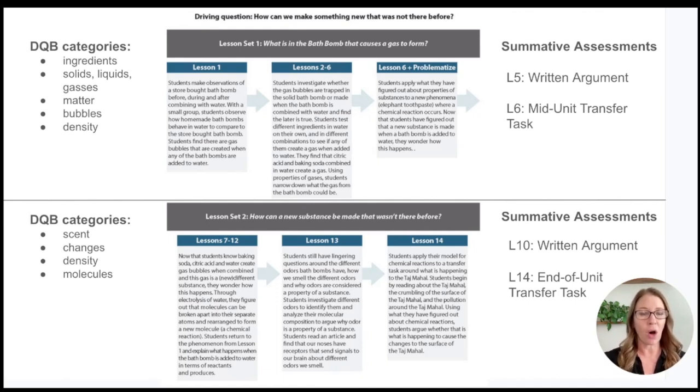Now, this isn't always how people create a driving question board, but what I have found is that driving question boards are hard for teachers to do when they first begin. So there's many strategies. Try and find what works for you, but this is the strategy I use with teachers. When a student asks a question, let's say it's about what's in the bath bomb. So that would be about ingredients, but they're asking what's in a bath bomb.